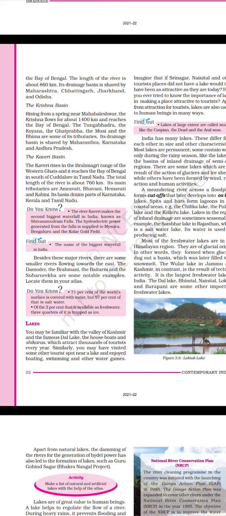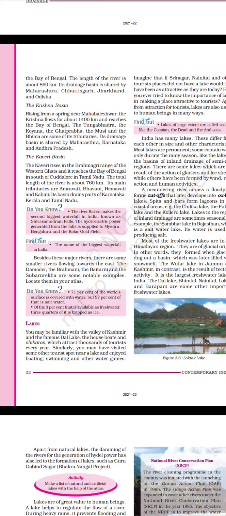The Kaveri Basin. The Kaveri rises in the Brahmagiri range of the Western Ghats and it reaches the Bay of Bengal in south of Kudalur in Tamil Nadu. The total length of the river is about 760 kilometers. Its main tributaries are Amravati, Bhavani, Hemavati, and Kabini. Its basin drains parts of Karnataka, Kerala, and Tamil Nadu.